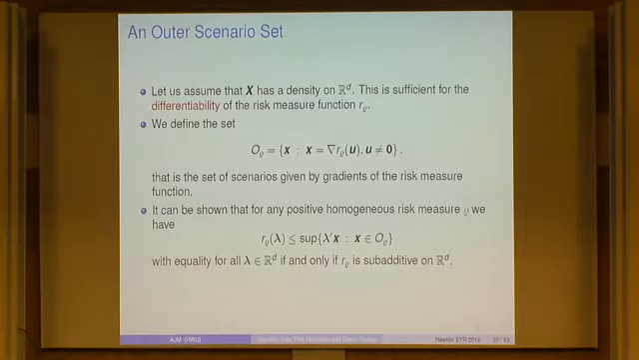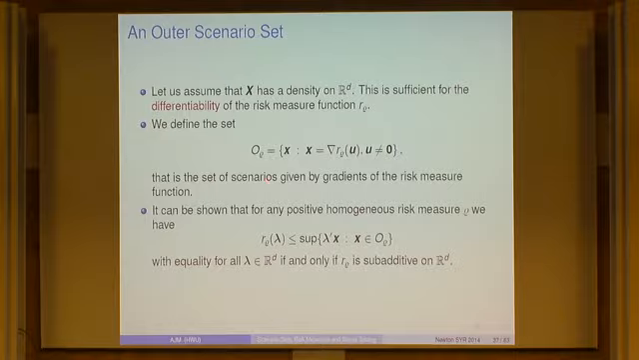So here's another way of creating a set of scenarios. For this, I'll assume that we're dealing with a continuous distribution with a density. In fact, that condition is sufficient for the differentiability of the risk measure function. It's not necessary. There are papers by Dirk Tasche where he derives weaker conditions. But let's just assume that X has a density in R^d. It means we can compute the gradient vector of the risk measure function. So the gradient vector is written here with this nabla sign.